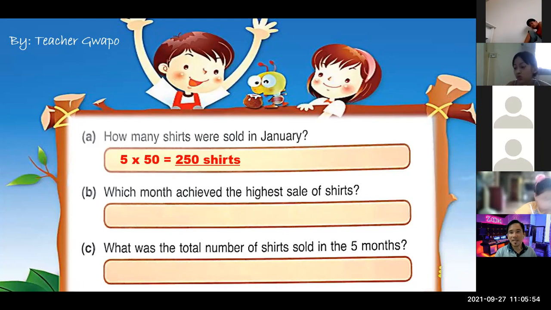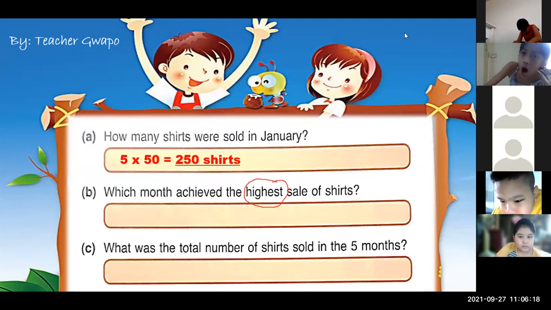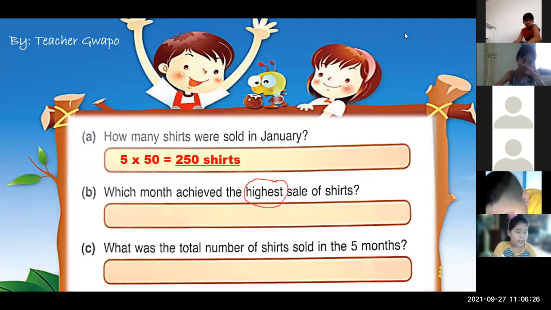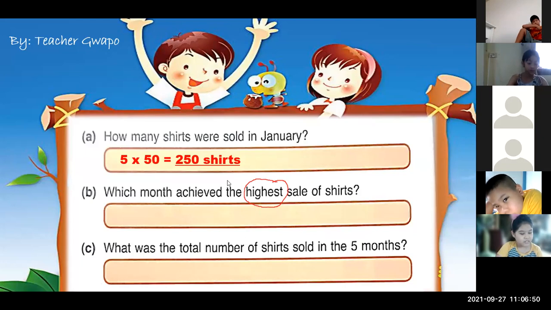Okay, very good. Now here, this is the keyword in letter B. Highest. Highest means has the biggest number. Now, which month achieved the highest sale of shirts? What month? Month of January, month of February, month of March. Which month has the highest sale? January, February, March, April, May, or June? Which month has the highest number of shirts sold? April. April has the highest sale of shirts.